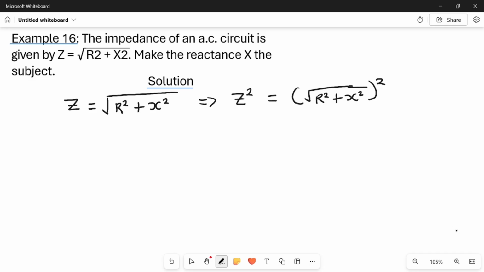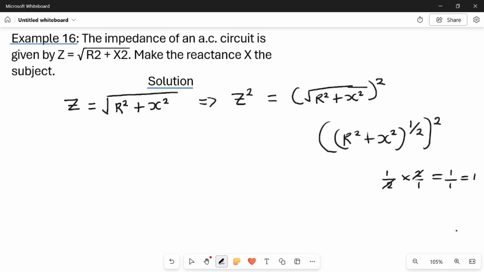So the square root sign here and this sign, from our law of indices, we know that this is same thing as R square plus X square into 1 over 2. So this is a fractional index, right? So if we put this like this and we now put it in another bracket again, times 2. So if we use the power of power law, we know that 1 over 2 times 2 over 1, 2 will cancel 2, right? We will be left with 1 over 1, which is equal to 1.